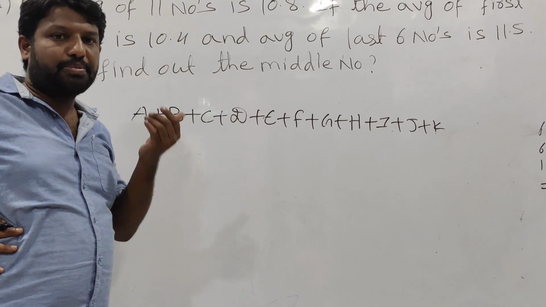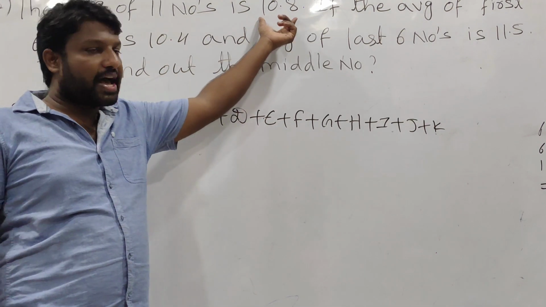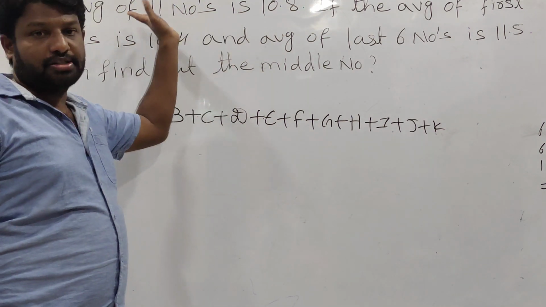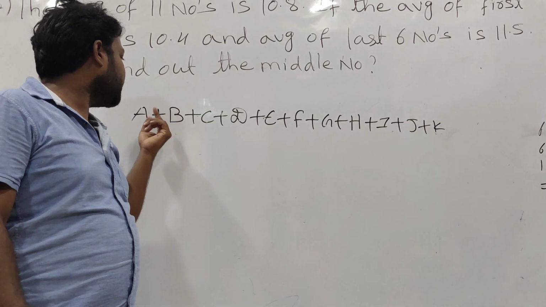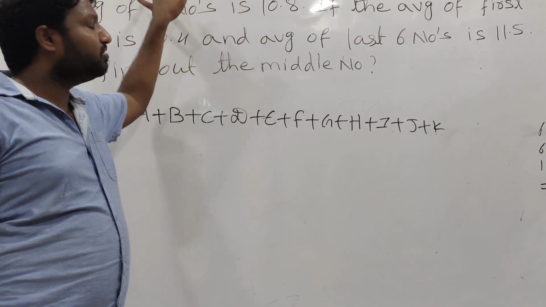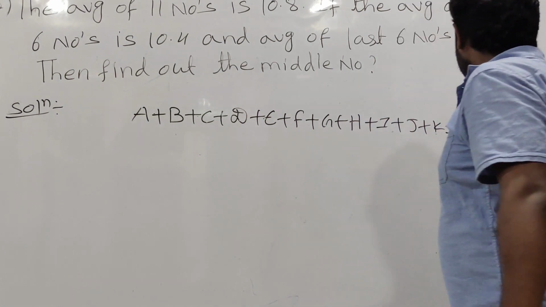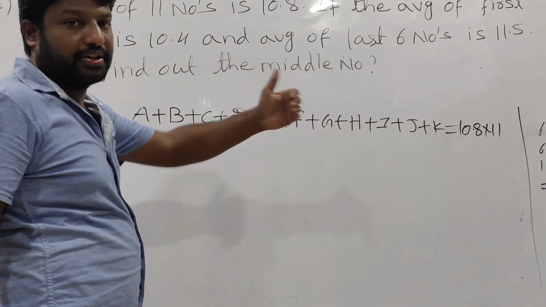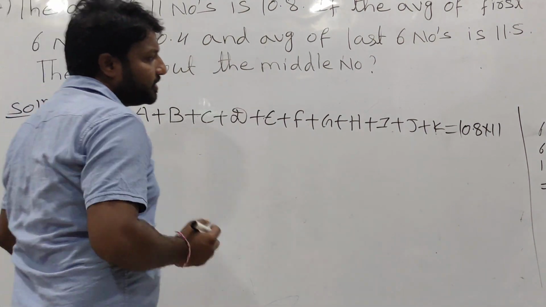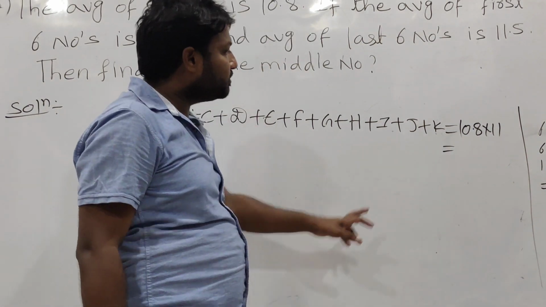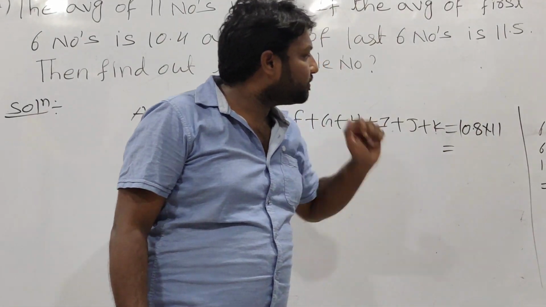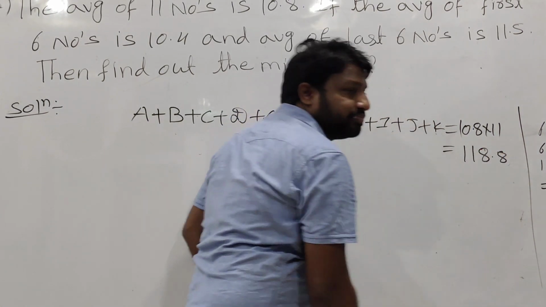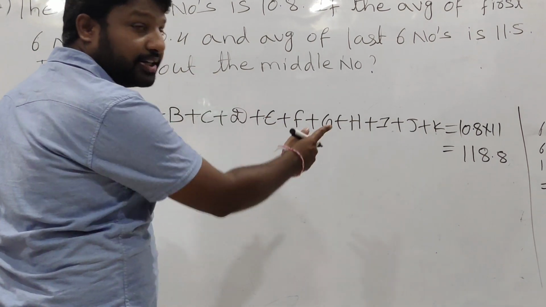Now what is the sum? Sum is nothing but average into number of observations. Number of observations is 11, so 10.8 into 11. This is the sum of these 11 numbers. Now I will simplify this value also. 10.8 into 11, what is this value? 10.8 into 10 is 108, plus 10.8 is nothing but 118.8. Okay. So 10.8 into 11 is nothing but 118.8.